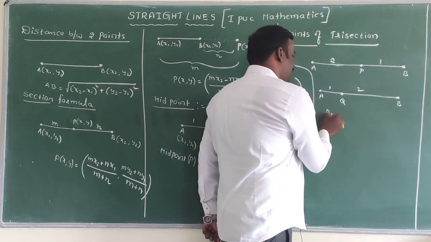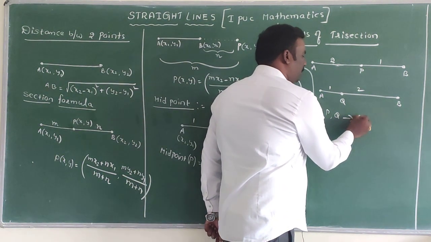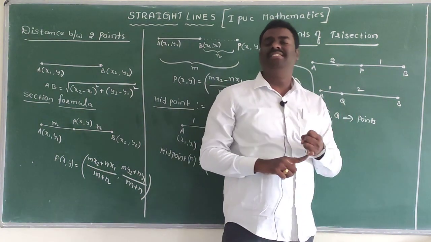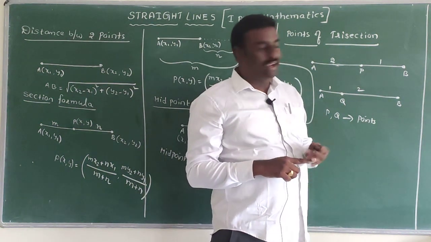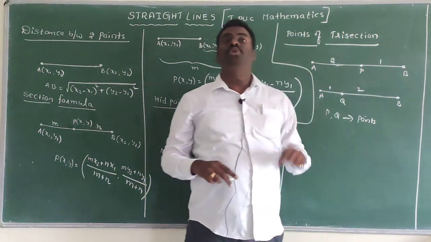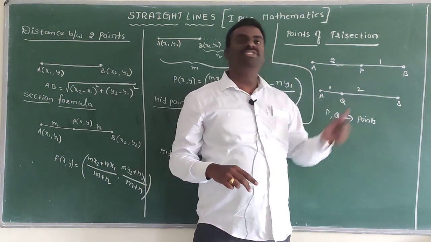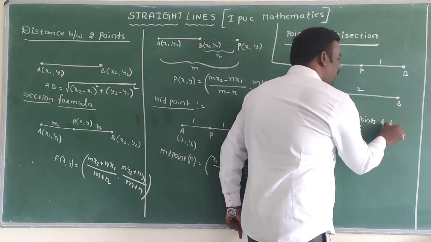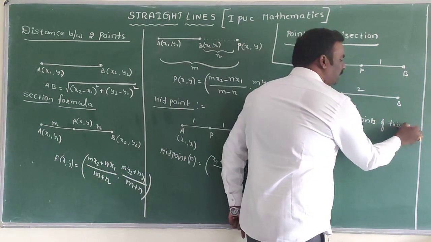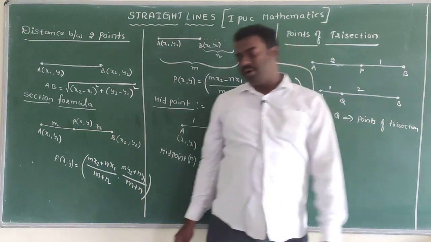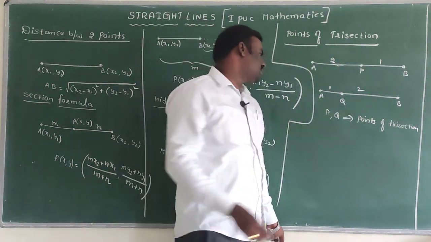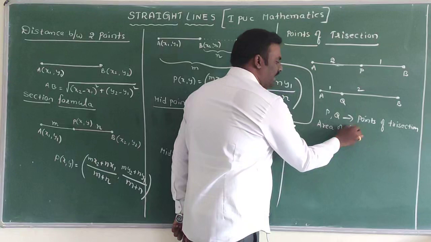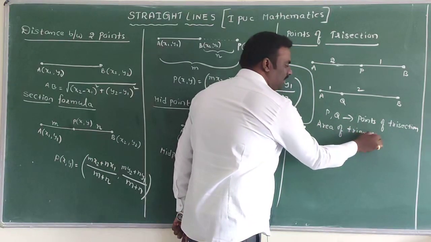Here P divides AB in the ratio 2:1. Here Q divides AB in the ratio 1:2. Therefore, these P and Q are called points of, why points? Because how many points are there here? P is a point as well as Q is a point. P divides AB in which ratio? 2:1. Q divides AB in which ratio? 1:2. These P and Q are called points of trisection. Next, the definition is area of triangle when the vertices are given.